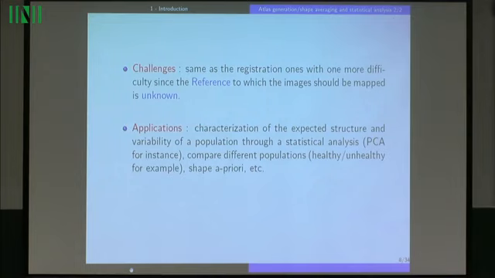And it has many applications, especially in the medical field, for the characterization of the expected structure and the variability of a population through a statistical analysis, like the principal component analysis, for instance, that I will define later. Or to compare different populations, like healthy versus unhealthy populations. And it's also useful when you want to add some shape a priori in your model.